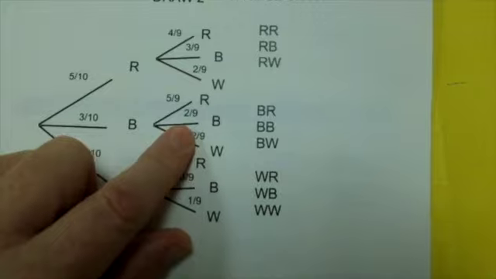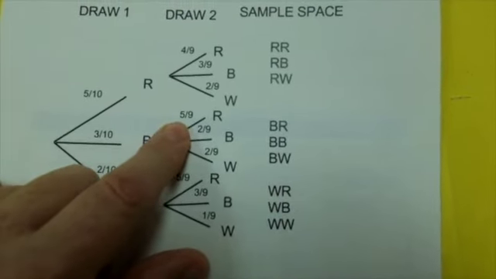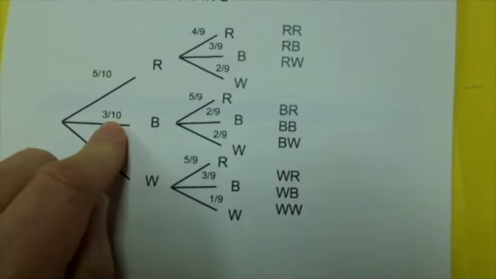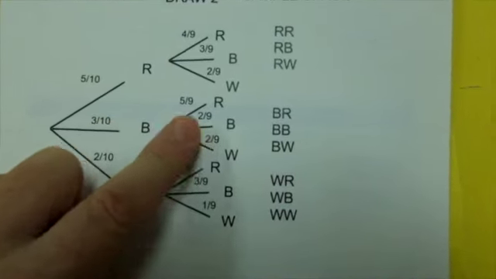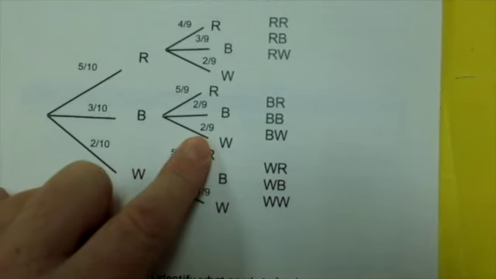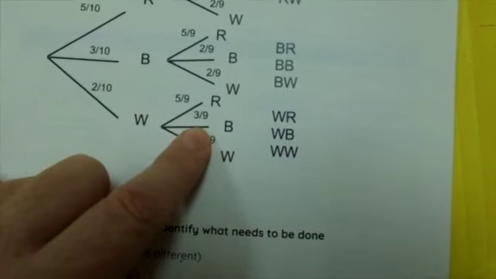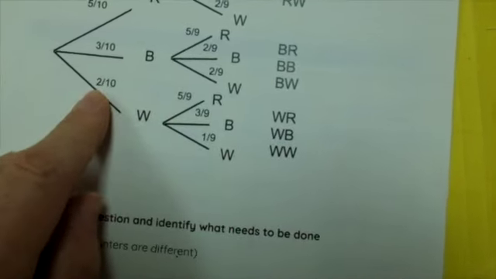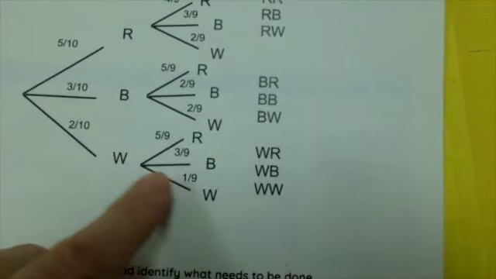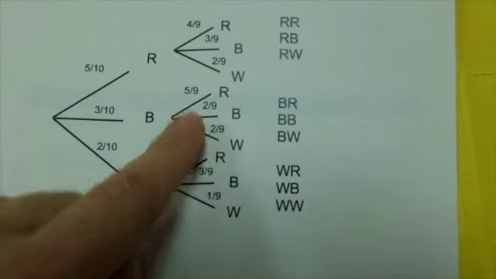Okay, the next one, if we selected a blue first, then there'd be still 5 reds, but there's only 9 total ones. There's 1 less blue, so it goes to 2 of 9, and there's still 2 white ones, so it's 2 of 9. And the same here, still 5 red ones, so 5 of 9, 3 of 9, and 1 of the white ones is selected, so it's 1 of 9. So you must include these probabilities for each of those ones.